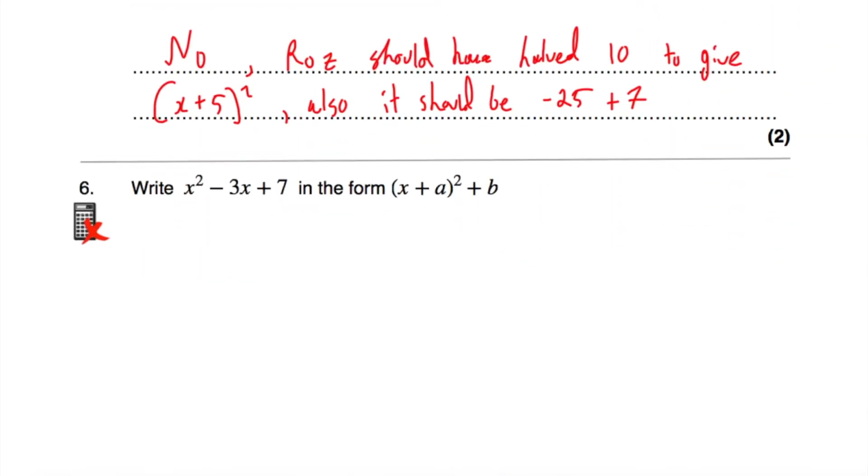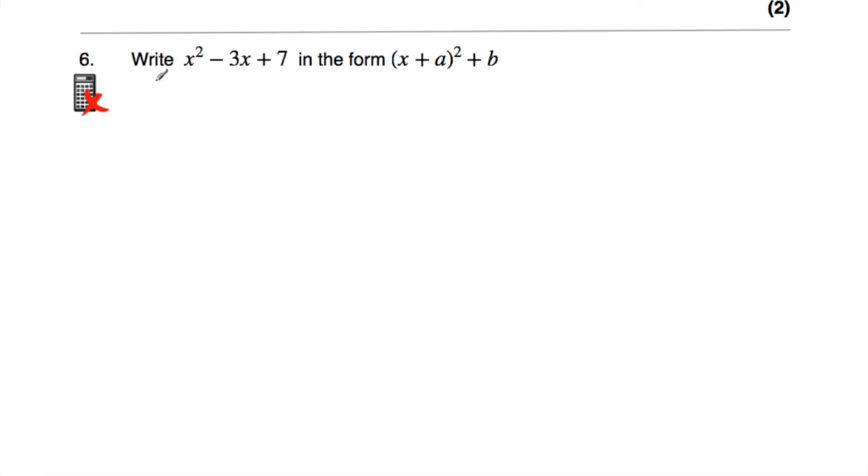Okay, next, question number 6. Let's have a look at our next question. We've been asked to write x squared minus 3x plus 7 in the form (x plus a) squared plus b. So this time, instead of having something even in front of the x, it's odd. So it'd be the same approach.